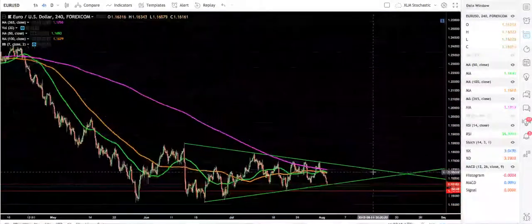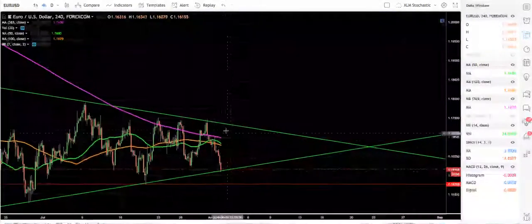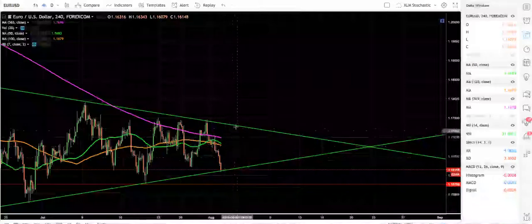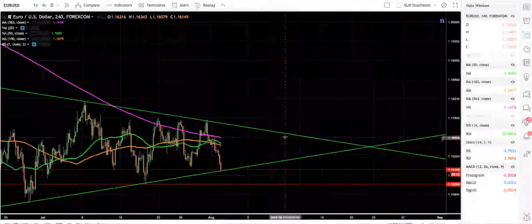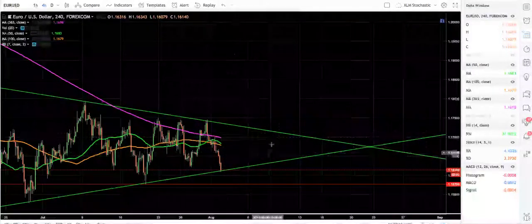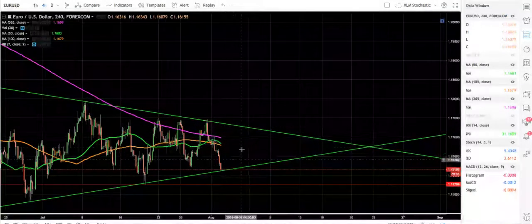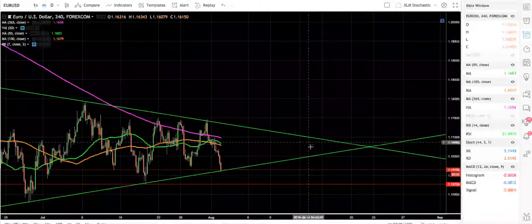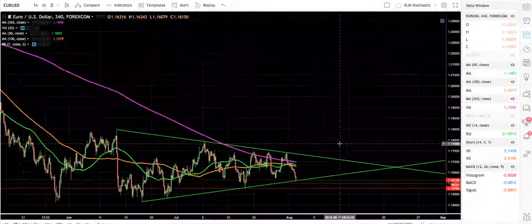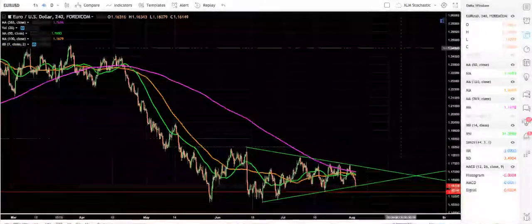But right now, I'm expecting some behavior between this channel, at least over the next couple of days. Okay, but there's still a lot of pips in between here, so that's the behavior that we're actually seeing. So that's what I'm looking at right now.